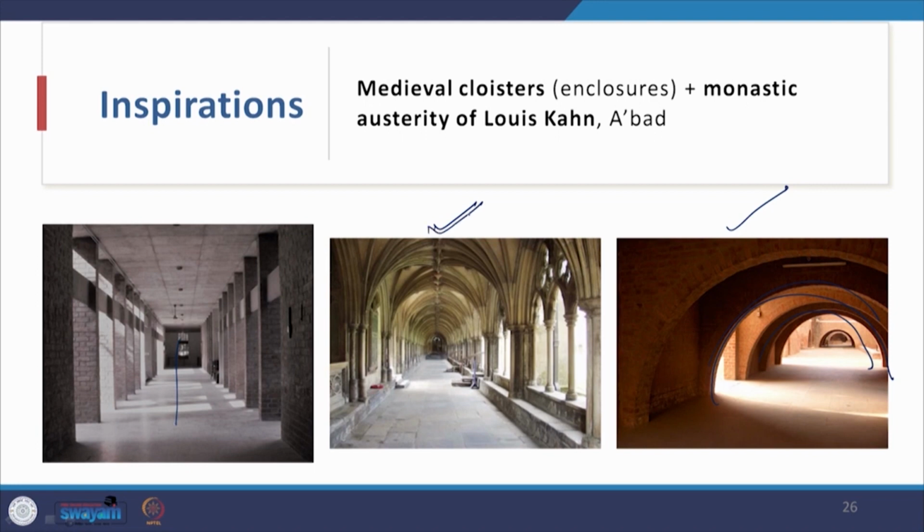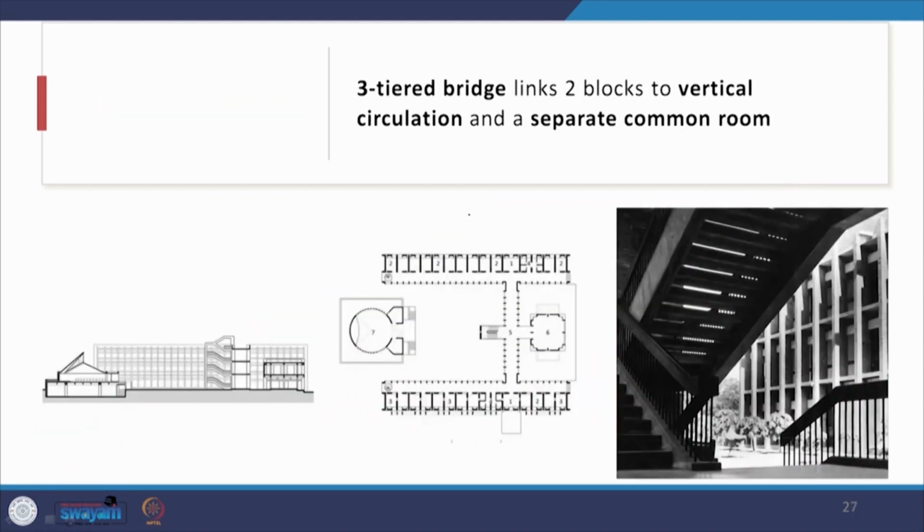In the medieval cloisters this was in stone. Then there is the 3-tiered bridge, this one, which links these two blocks, and then connects it also to a vertical circulation on this side and a common room to the other side. The entire organization is so neatly done. When you look at the overall elevation also, it is a series of very clear elements.